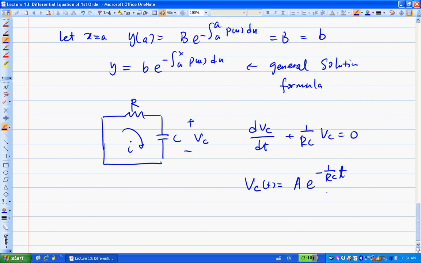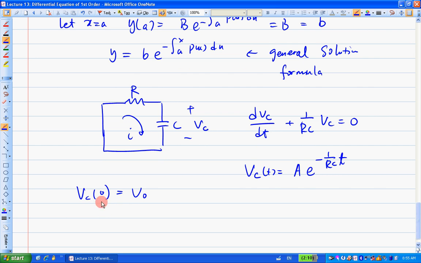Once you get the solution, I'm going to tell you what the initial condition is. Let's say the initial condition for Vc starts from 0. So at t equal to 0, the voltage across the capacitor equals a certain value V naught. Basically, this means at t equal to 0, Vc equals V naught.